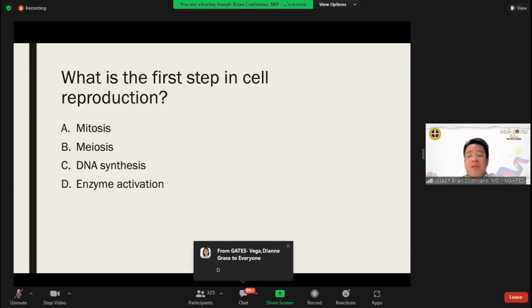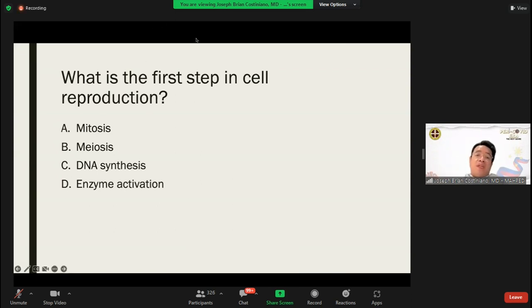So ano ba yung interphase? Ano ba yung G1? Ano ba yung S phase? Ano ba yung resting phase, no? So ang tinatanong kasi dito is cell reproduction. Cell reproduction. So hindi siya cell life cycle, no?